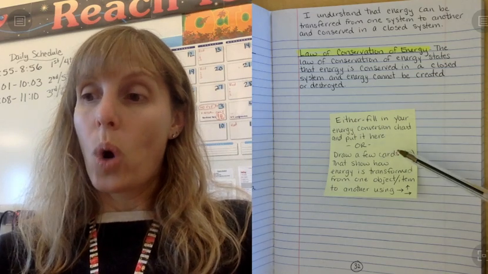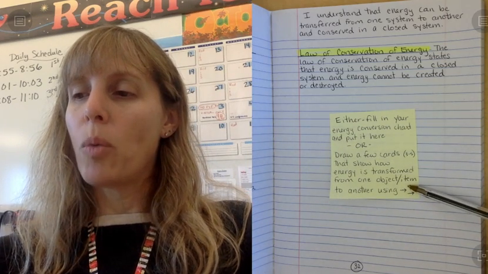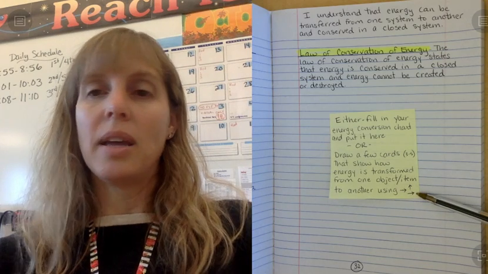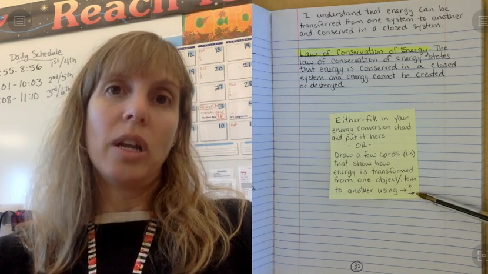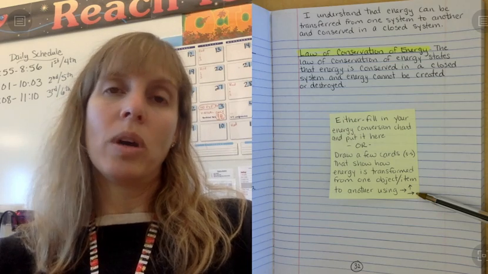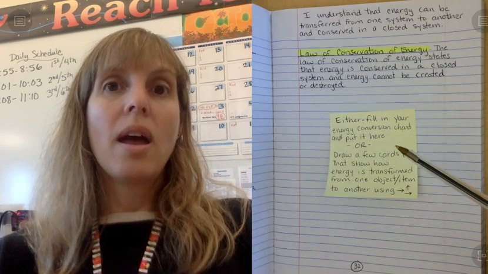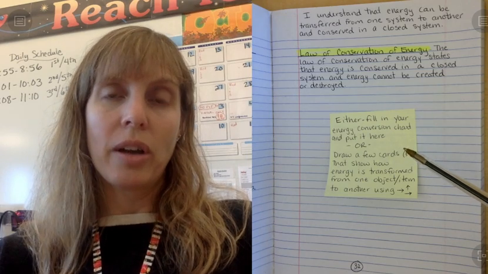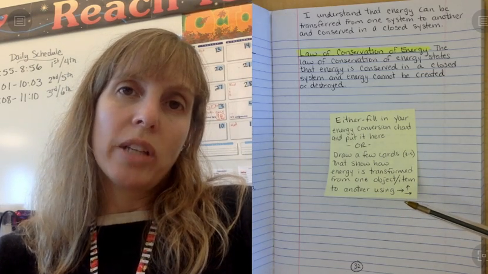Or draw a few cards that show how energy is transformed from one object or item to another using arrows. So basically, you're just showing how energy is transferred from one item to another. Put 3 to 5 items, get a good diagram going in here that shows labels and pictures of things that can exchange energy through energy transformations.